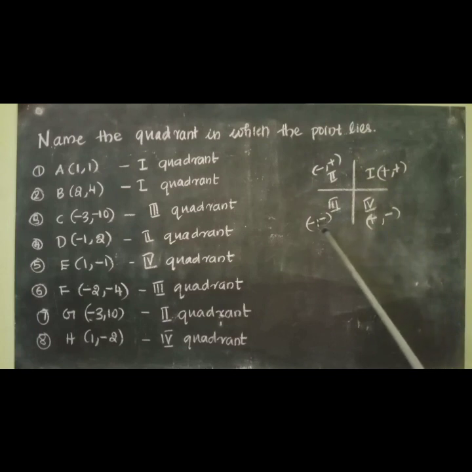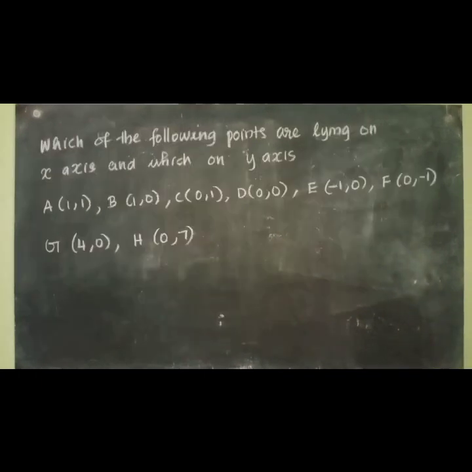Third quadrant: x coordinate and y coordinate both are negative. Fourth quadrant: x coordinate positive, y coordinate negative. Which of the following points are lying on the x-axis and which on the y-axis? Here some points are given, and you have to identify which points are on the x-axis and which are on the y-axis.